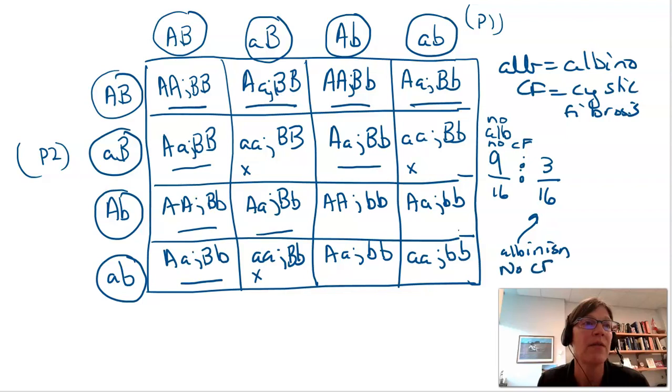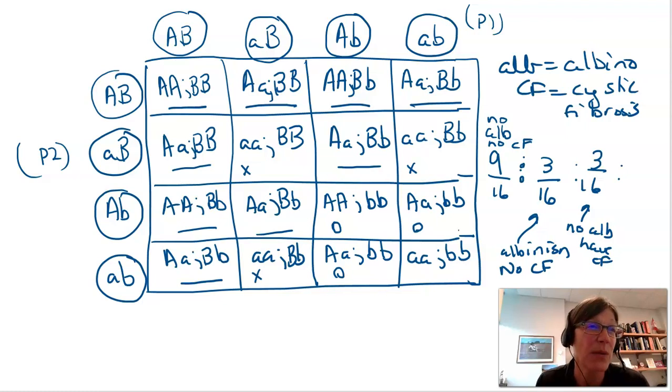but no CF. Where do I have no albinism, but I have CF? That would be any big A in there, but a little b. So let's look for that. If we go through, I'll draw a little circle here. I see no albinism, but I see cystic fibrosis. No albinism, but I see cystic fibrosis. No albinism, but I see cystic fibrosis. That's 3 of those squares again. 3/16, I've got no albinism, but I have CF in those offspring.